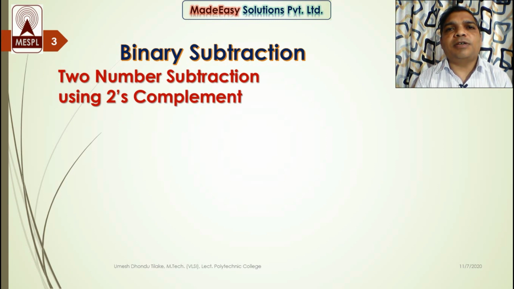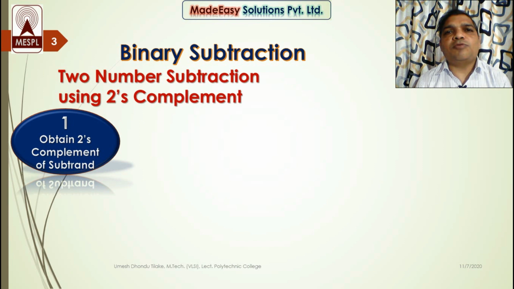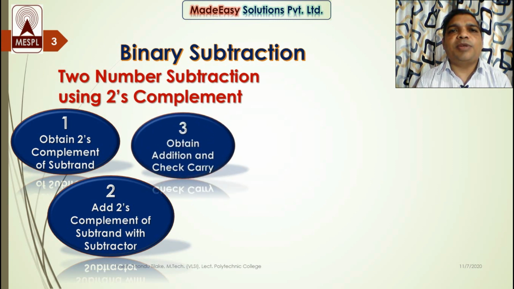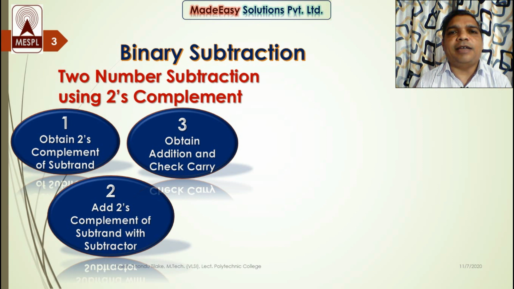Here we have to follow certain steps. Step 1 is to obtain the 2's complement of the subtrahend. Then add the 2's complement of the subtrahend we got in step 1 to the subtractor. Then in step 3, obtain the addition and check the carry. Now here again my carry can be 0 or 1. So two decisions I have to make over here.